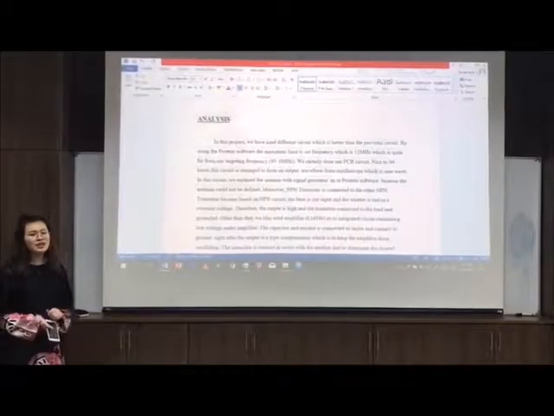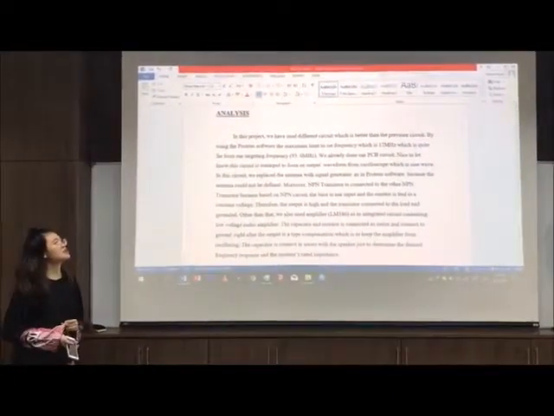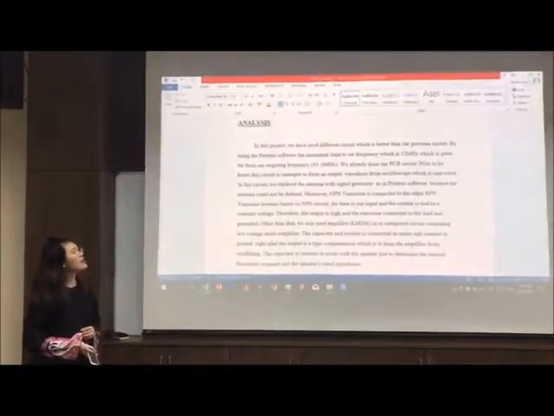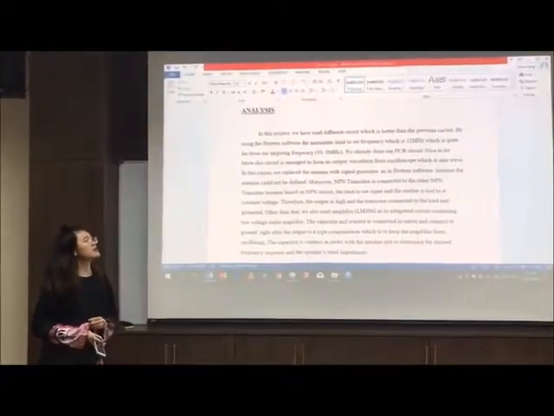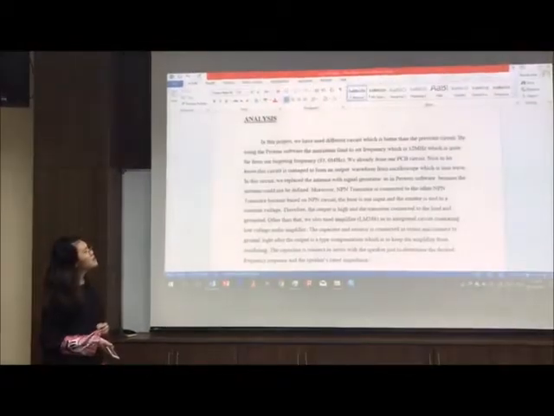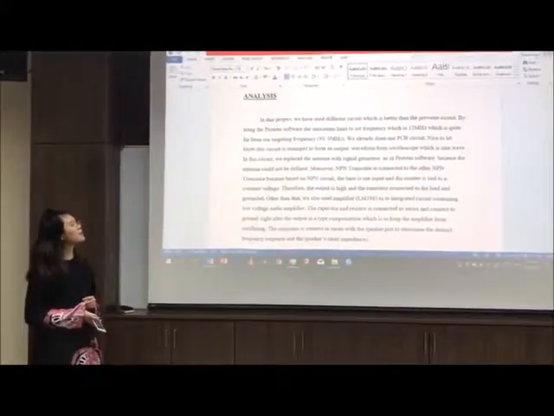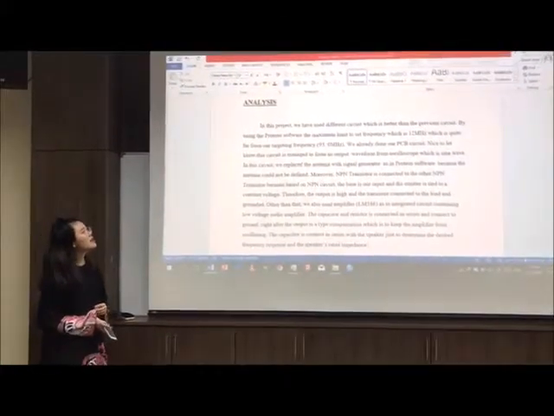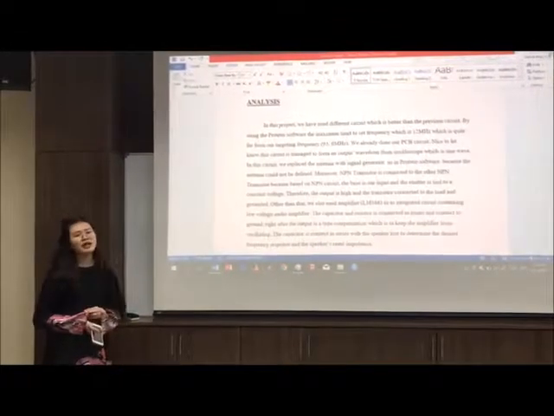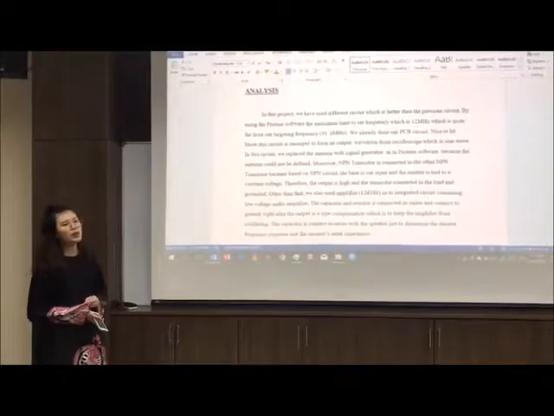I am going to discuss the analysis. In this project, we have used a different circuit which is better than the previous circuit. By using the Proteus software, the maximum frequency we can set is 12 megahertz. This is quite far from our target frequency which is 93.0 megahertz. We already completed our PCB circuit, and the circuit managed to form an input waveform from the oscilloscope, which is a sine wave.